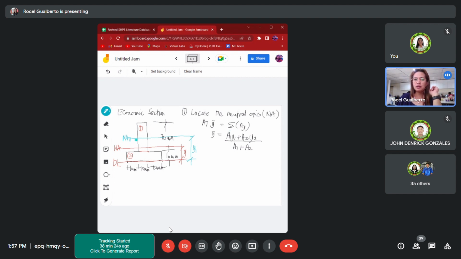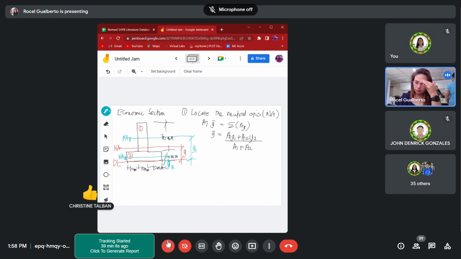Yung distance po ng neutral axis 1 doon po sa datum line, that would be your y1. Dito naman po sa part 2, this is our part 2, 30 mm by 10 mm. So, nasan po yung kanyang neutral axis? Nasa gitna po niya ulit. And then, we label that po as NA2, neutral axis 2. And with this neutral axis 2 po, its distance from the datum line would be your y2. Nakuha po? Nasundan po ba?